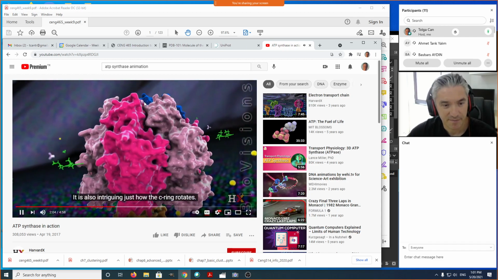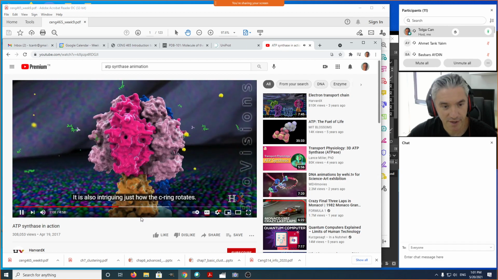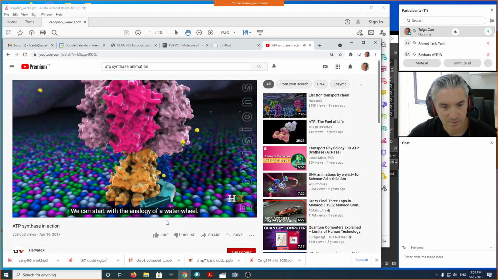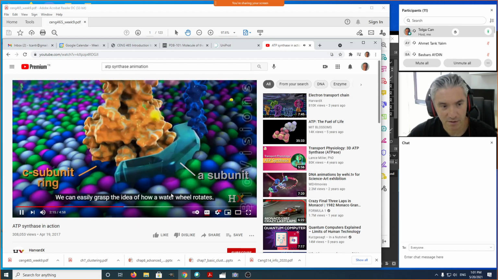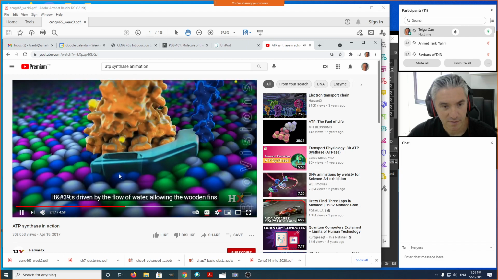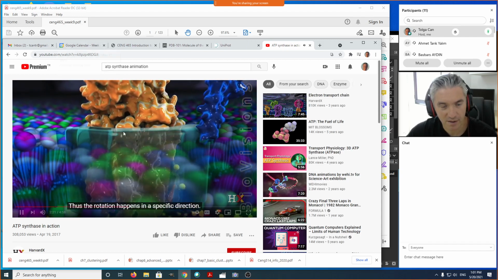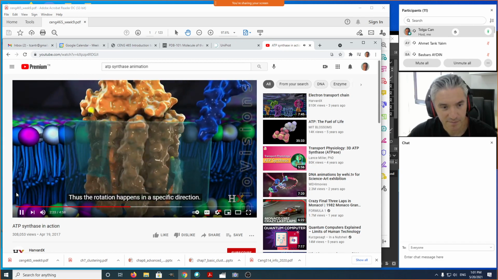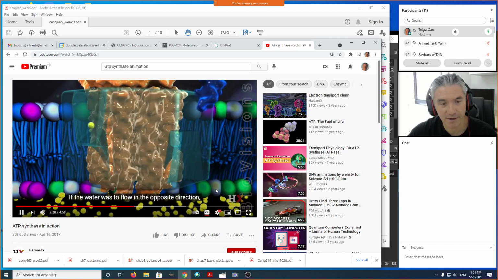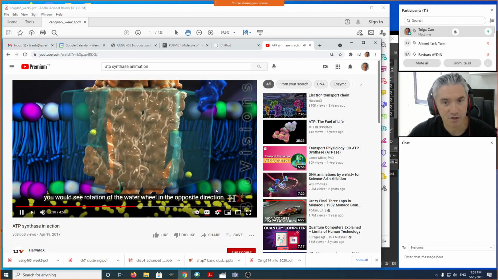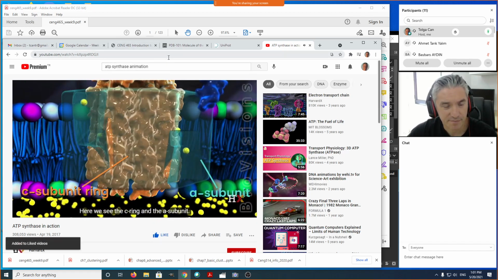It is also intriguing just how the C ring rotates. We can start with the analogy of a water wheel. We can easily grasp the idea of how a water wheel rotates. It's driven by the flow of water, allowing the wooden fins to go in a particular direction. Thus, the rotation happens in a specific direction. If the water was to flow in the opposite direction, you would see rotation of the water wheel in the opposite direction. Here we see the C ring and the A subunit.